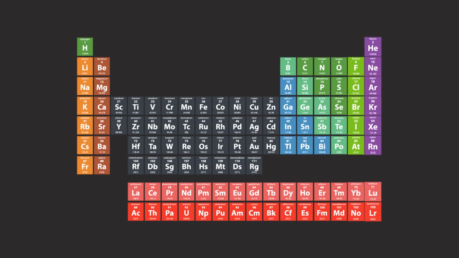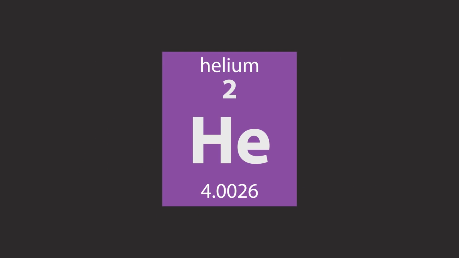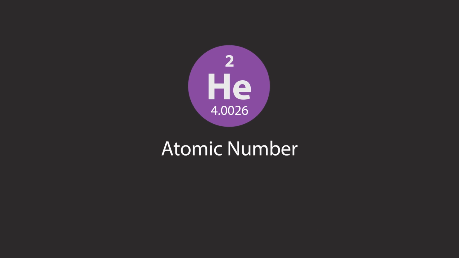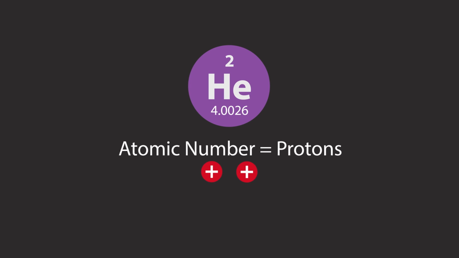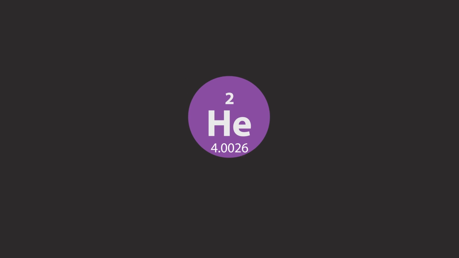Each element on the periodic table is represented by an atomic number and atomic weight. The element's atomic number, represented here by the smaller value, tells us how many protons are present in the nucleus of an atom for any given element. It also tells us the number of electrons, as the numbers of protons and electrons are equal.